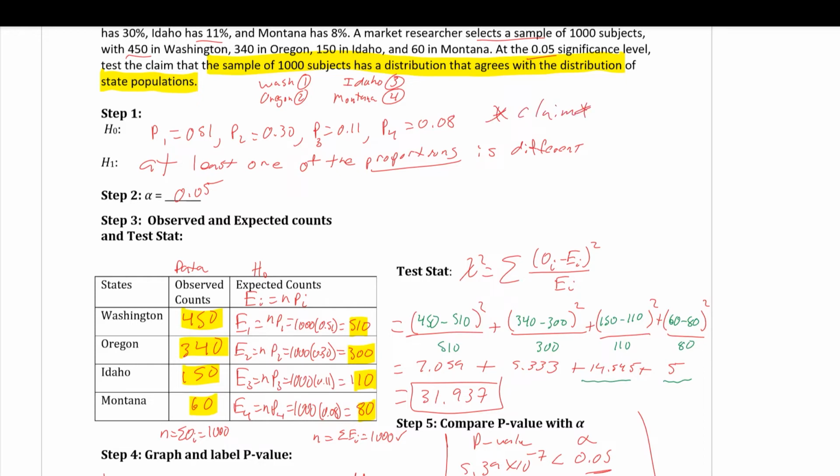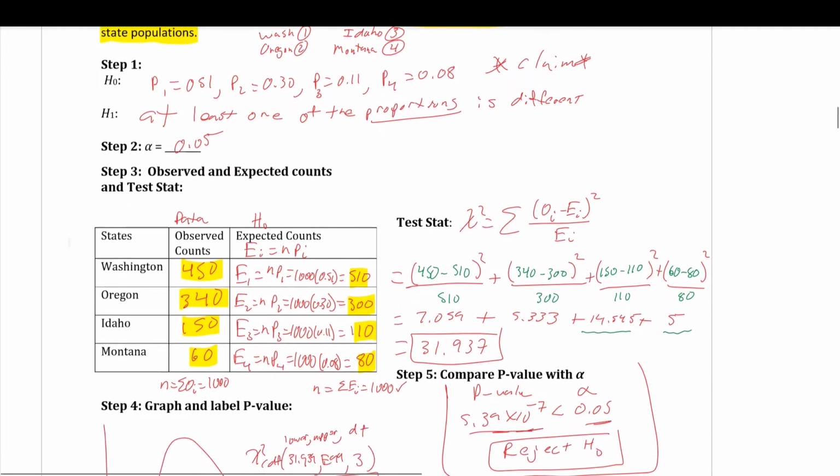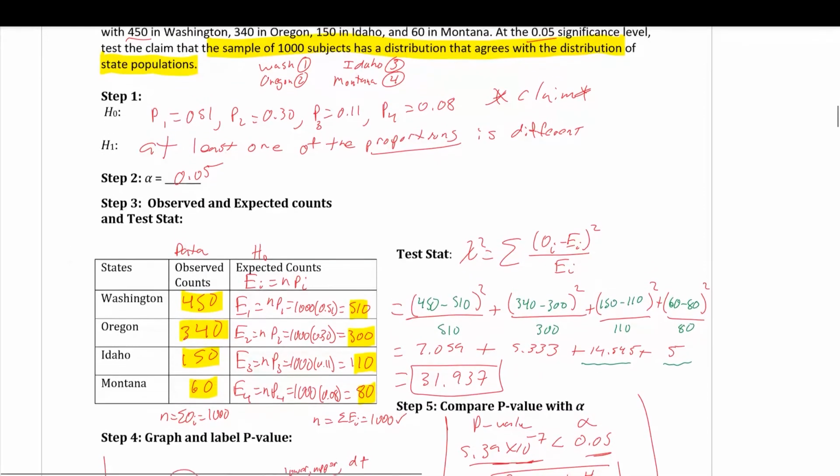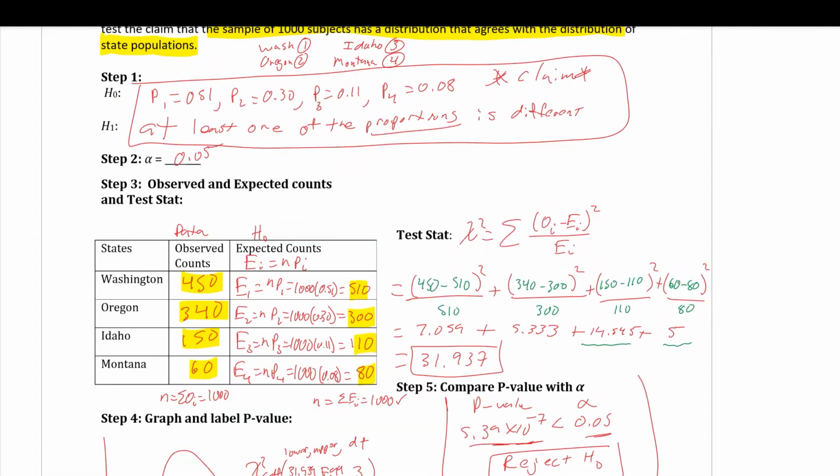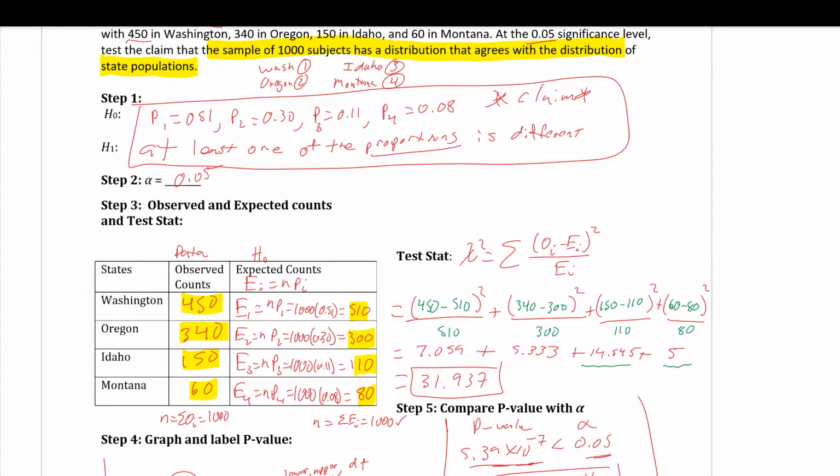In step 5, we found that we had enough evidence to reject the null hypothesis. So we would say there is significant sample evidence to reject the claim that the 1,000 subjects have a distribution that agrees with the distribution of the state populations. Okay, so let's look that up in the flowchart.